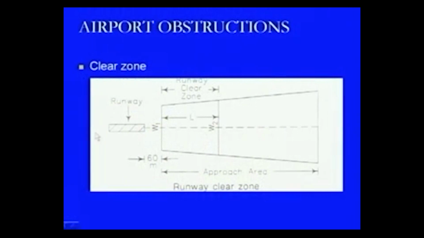This is the diagram which shows the clear zone. This is the runway strip. After 60 meters from the end of the runway strip, the clear zone starts. So, this is the width of the clear zone, W1. When we are moving in this direction, this is the approach area. Within the approach area, the clear zone is provided. So, this has the shape of a trapezoid, and once we move a length of L, it will have a width W2. So, these are the values W1, W2 and L which we have seen in the previous discussion.